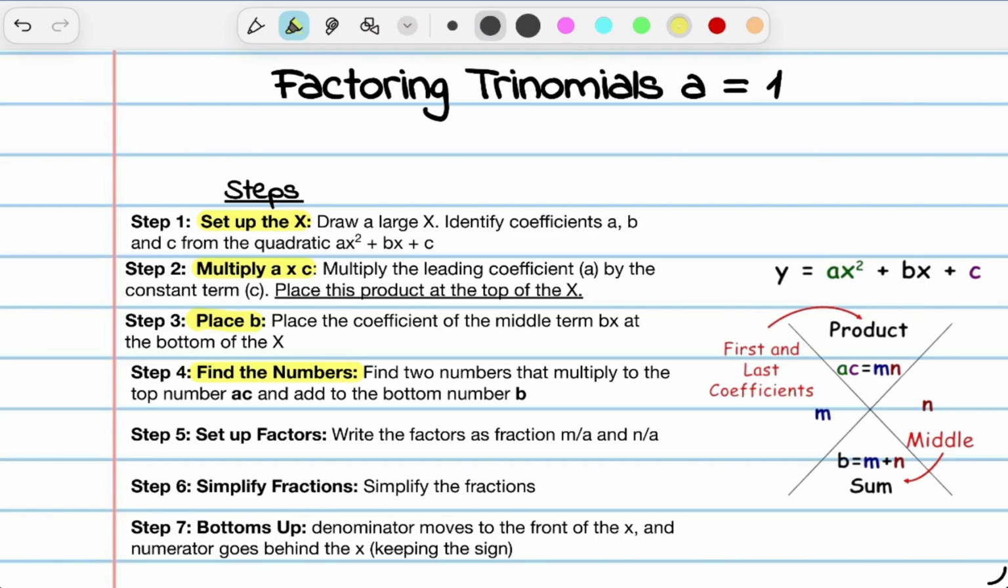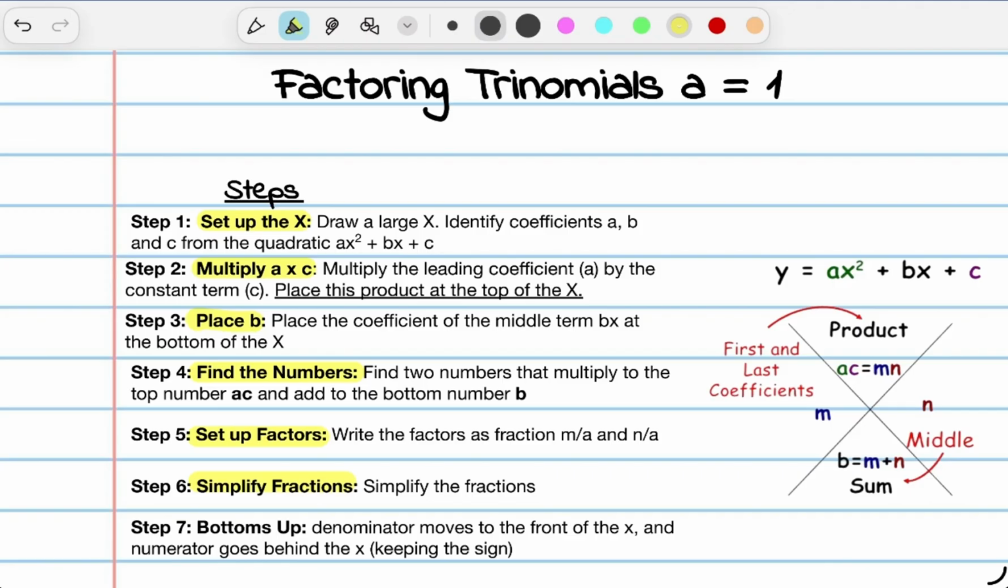Then step 5 says we're going to set up our factors. We're going to set up the factors as fractions. And when we set up these factors as fractions, basically if we take whatever we get for the first number, we're going to put it over a, and whatever we get for the other number, we're going to also put that over a. That gives us the fractions that we need. Now, once we get those fractions, the next thing we have to do is simplify. Now, when we simplify the fractions, that means getting it to the smallest term that we can possibly get it to.